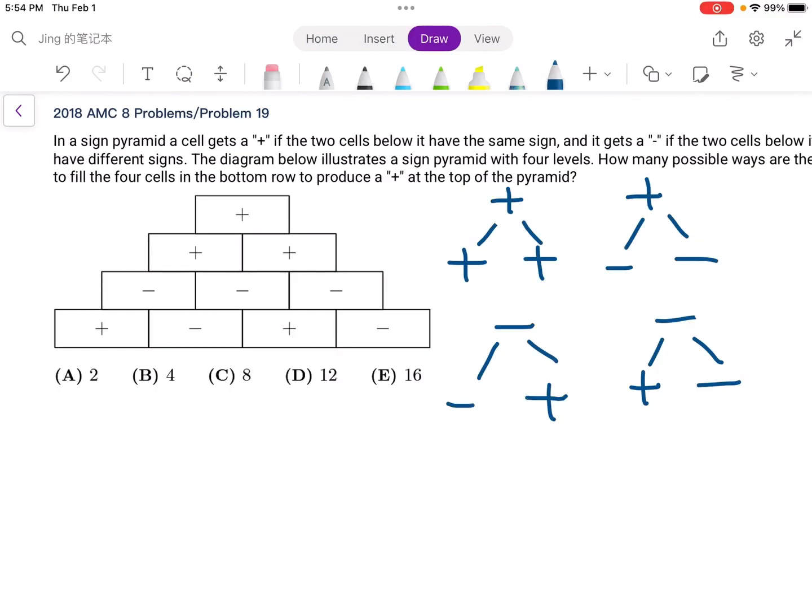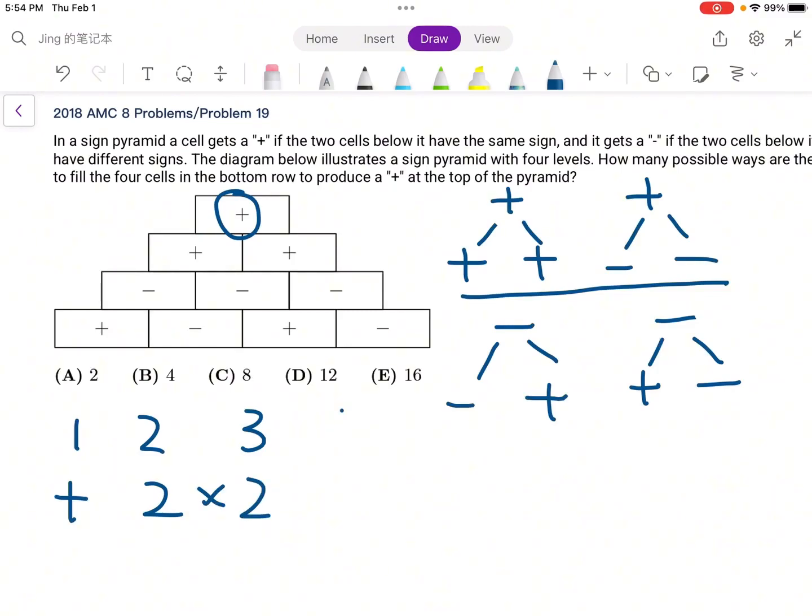So for the first one to be a plus, the first layer we have plus, then the second layer we will have 2 choices here. And the third layer, for each sign on the second layer, we will again have two choices. And similarly, the fourth layer, we will also have choices for each sign in the third layer. So that's total 2 to the power of 3 equals 8.